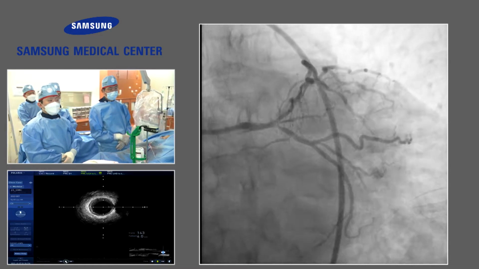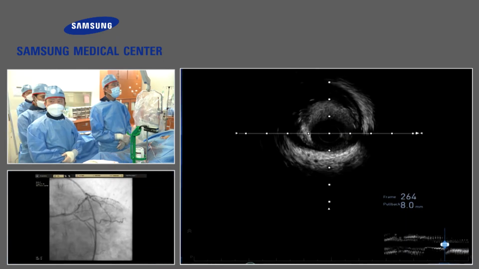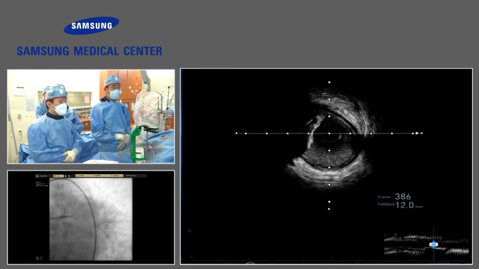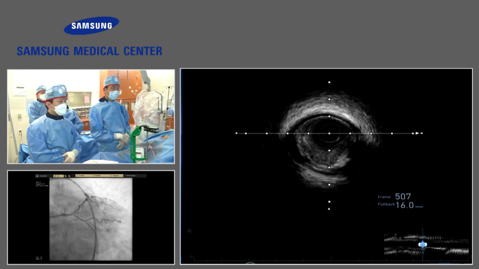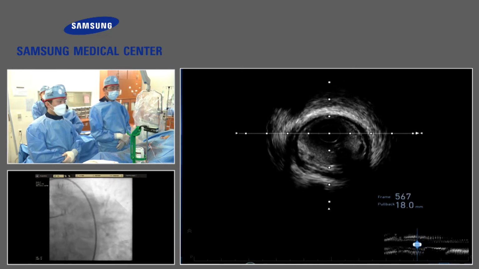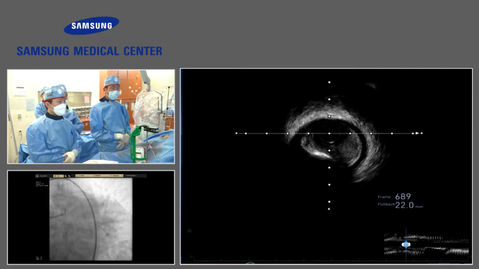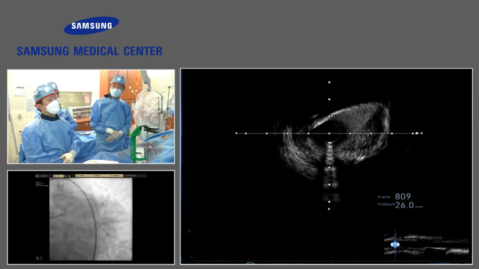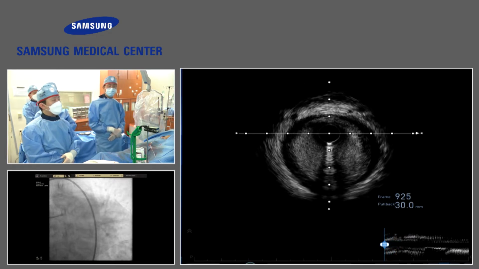IVUS on the larger screen, please. Large screen. This is a proximal circumflex. Vessel size more than 3, lumen about 3. And now it is approaching the circumflex ostium. About 50% stenosis, very short, right? It's shorter than I expected from the angiography.